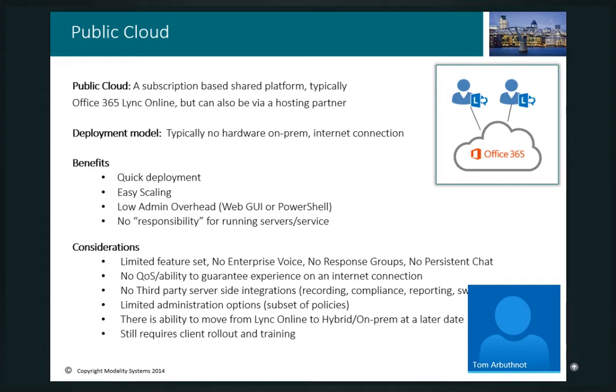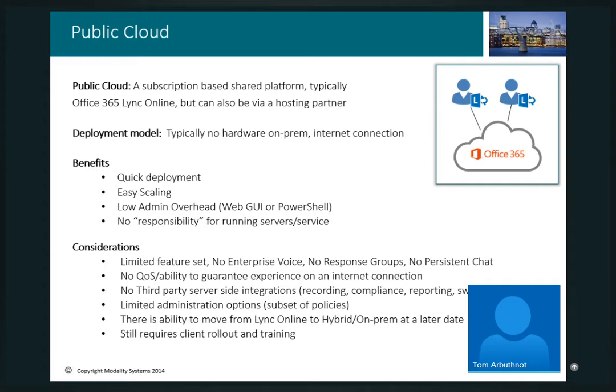As we move forward to this slide, you can see Office 365 is what we talk about first. So you guys probably all know what Office 365 is, but it's a pay per user per month offering for the whole Microsoft Office stack. Here we're particularly talking about Lync Online. There's also options of public cloud via hosted partners, and we'll talk about them next.